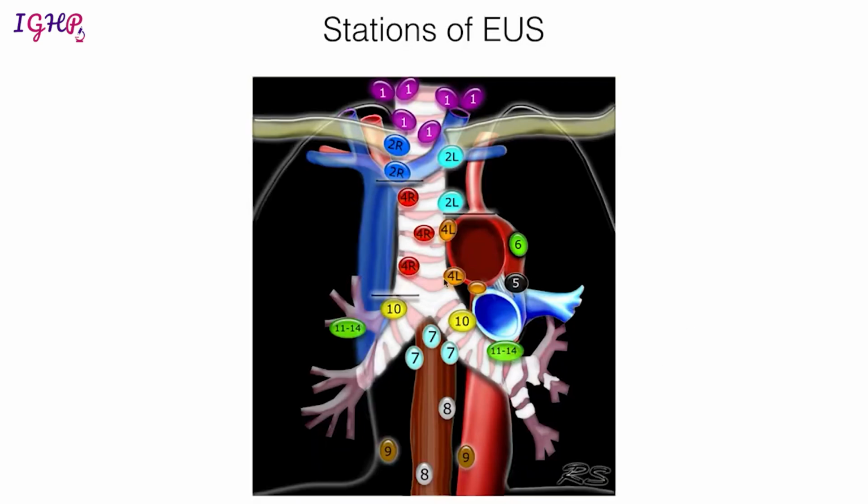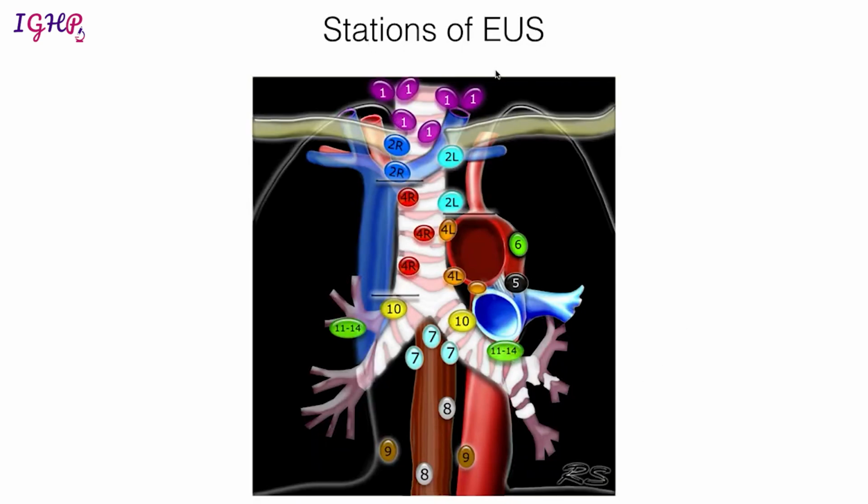Next, what areas can be sampled with the help of an EUS? With an endoscopic ultrasound, you can sample all the lymph nodes seen adjacent to the GI tract. In addition to the lymph nodes, you can sample the structures next to the GI tract, and of these the most important, as I said earlier, is the pancreas.